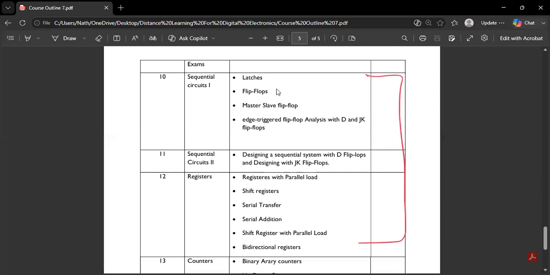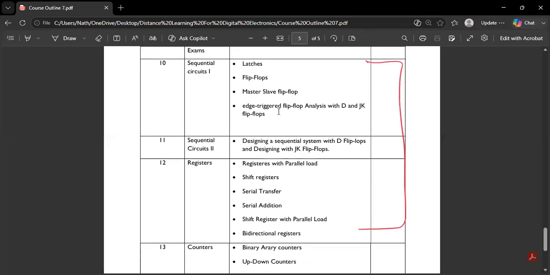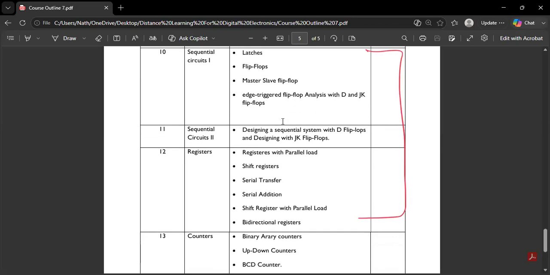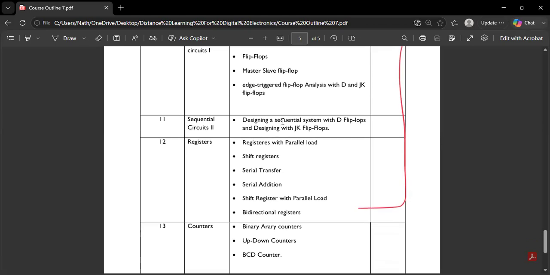We'll look at that one as well. We'll look at edge triggering, right? What edge triggering basically means is flip-flops. And then we'll look at analysis with D and J flip-flops. These are different types of flip-flops. Under the flip-flops, we have JK flip-flops, and then the D flip-flops. Then we have what we call SR flip-flops, right?